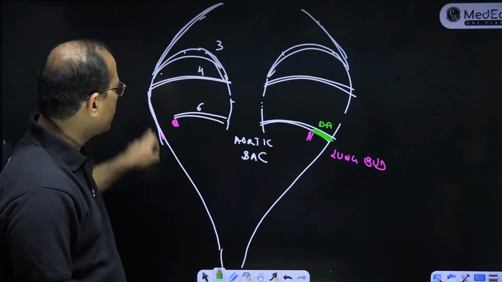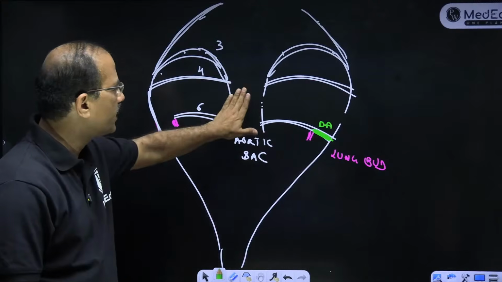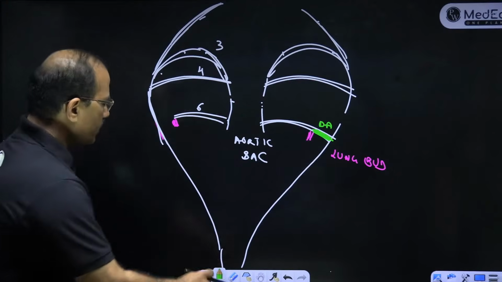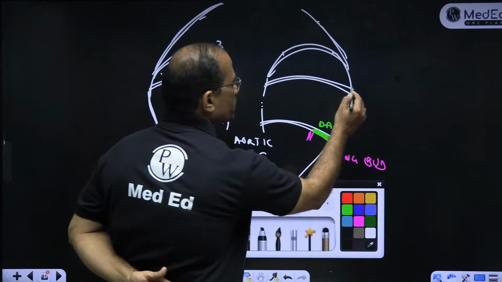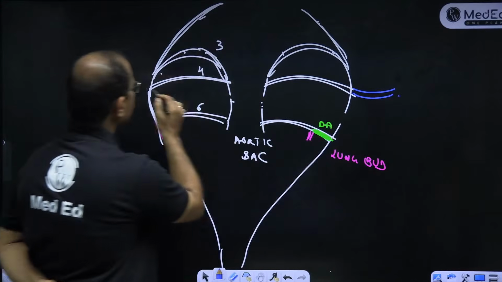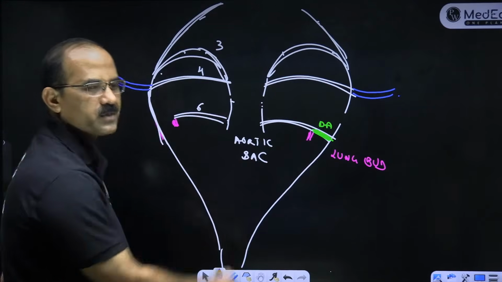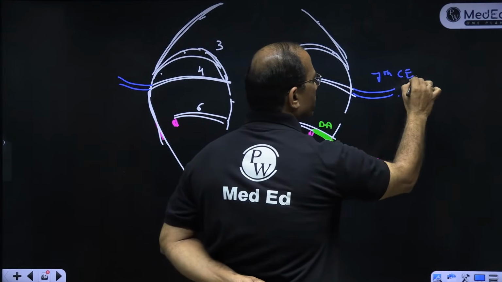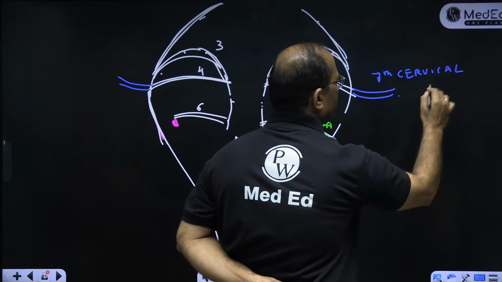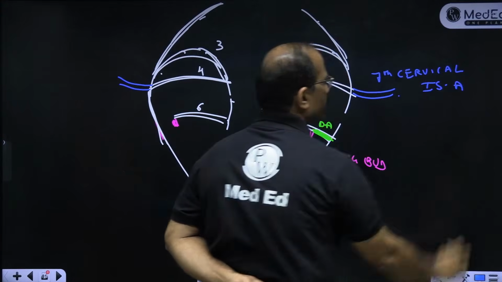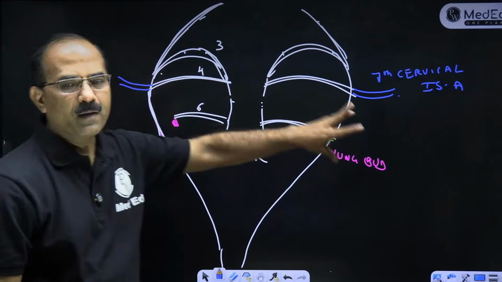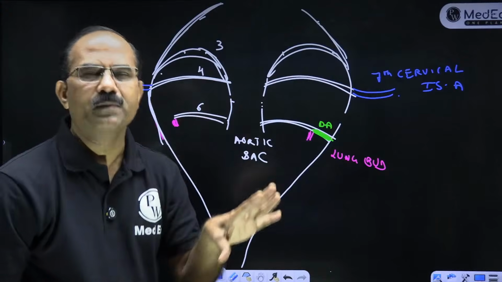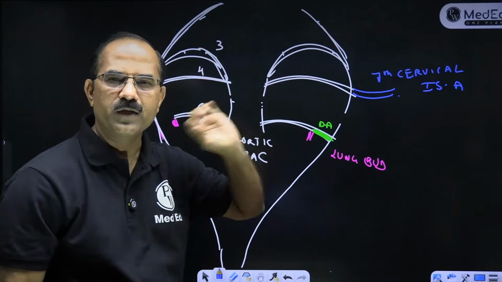Now, what is left? Third, fourth arch artery. And this is the dorsal aorta. This is the aortic sac. Now, there are 2 arteries which come and join with the fourth arch artery. Its name is the 7th cervical intersegmental artery. It comes and joins with the fourth arch artery.